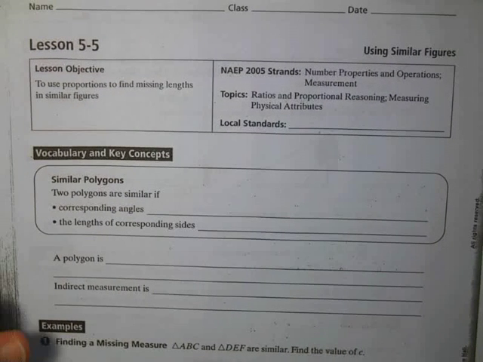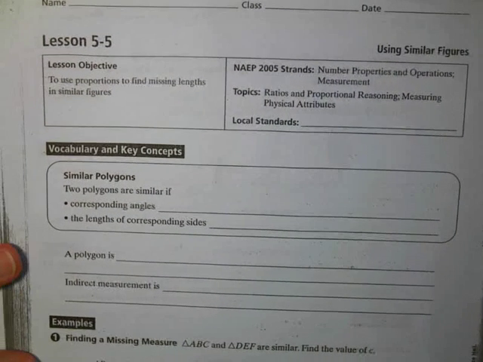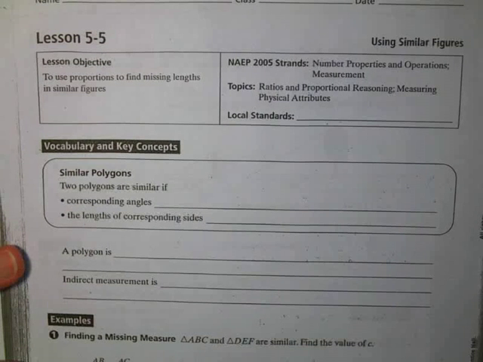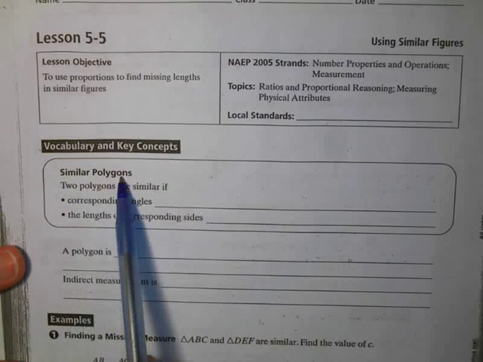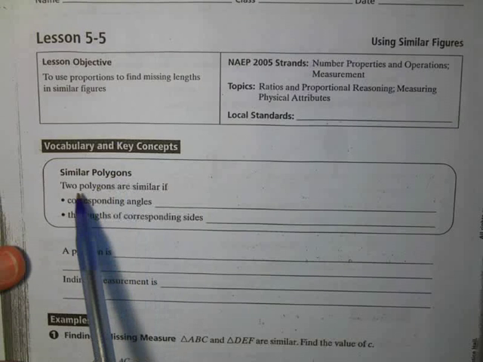We are going to use proportions to find missing lengths in similar figures. Okay, so we do have a couple of definitions here, and the first one is similar polygons.